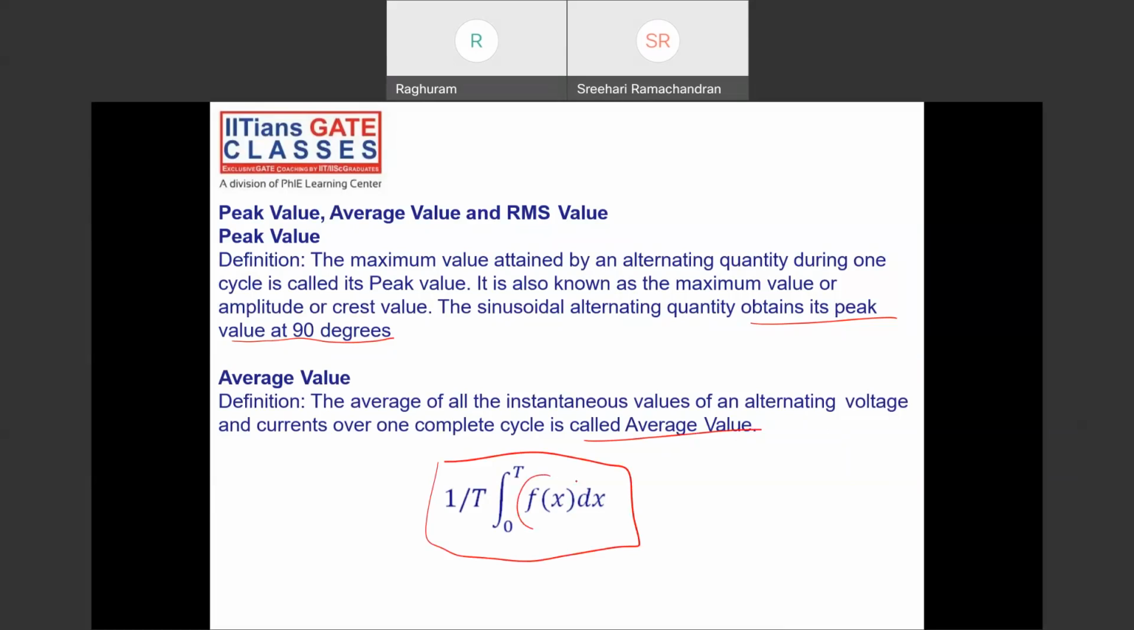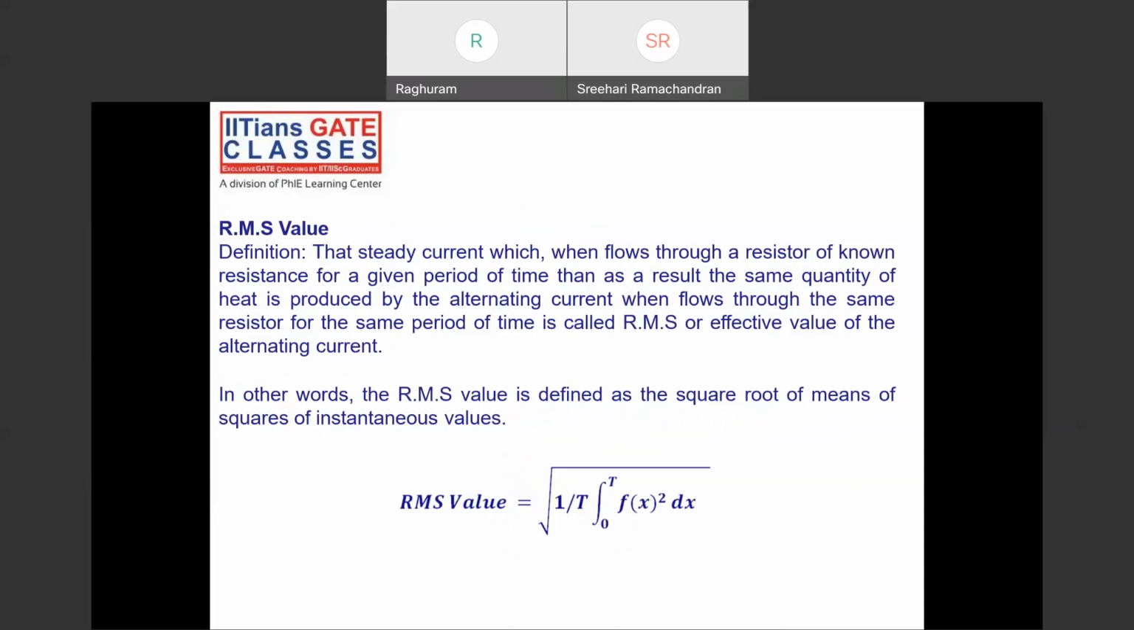The function from time period T0 to Tf of x dx. RMS value: that steady state current which, when it flows through a resistor of known resistance for a given period of time, produces the same quantity of heat as an alternating current flowing through the same resistor for the same period of time, is called root mean square value or RMS value.